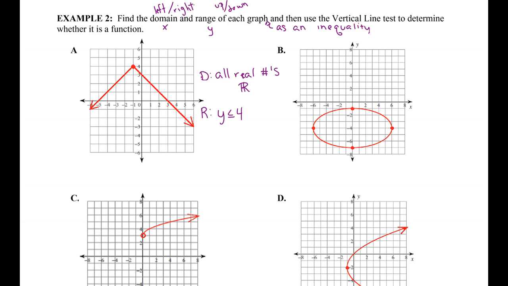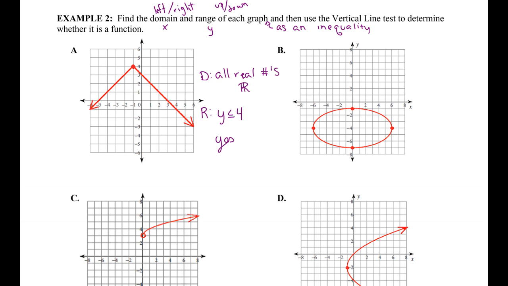Using the vertical line test, I can also decide that this is a function, because if I were to draw a vertical line anywhere through this graph, it would only hit the graph at one point at any time. So I could say, yes, it is a function.